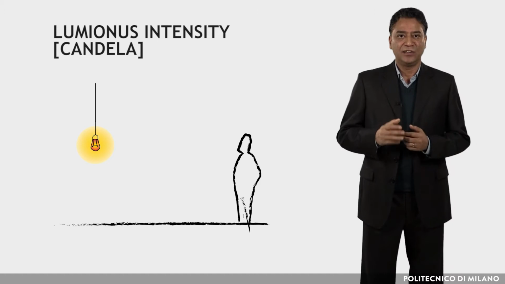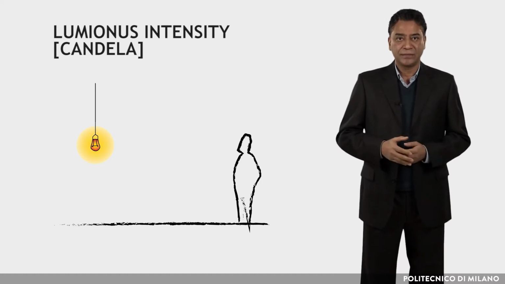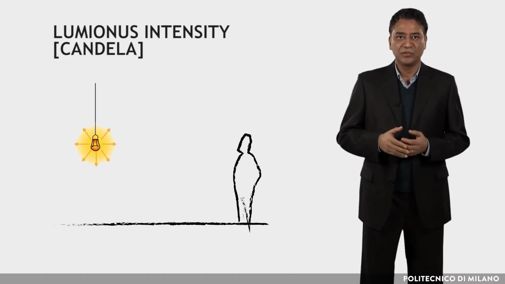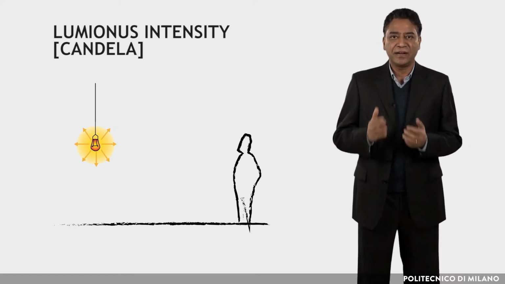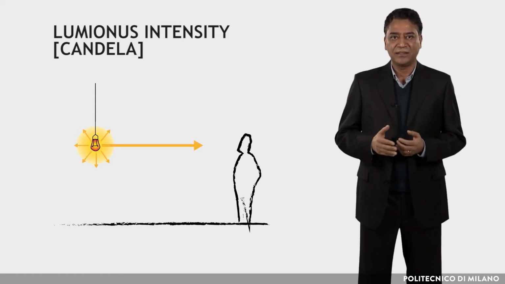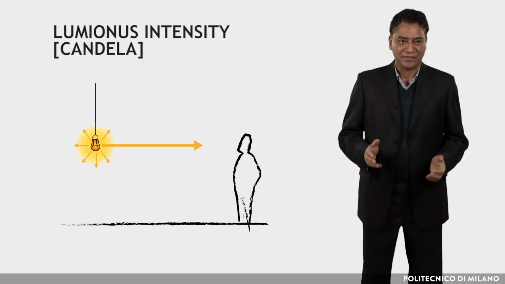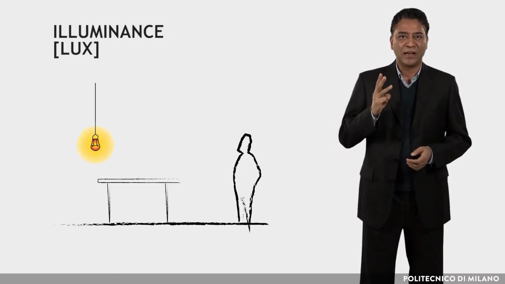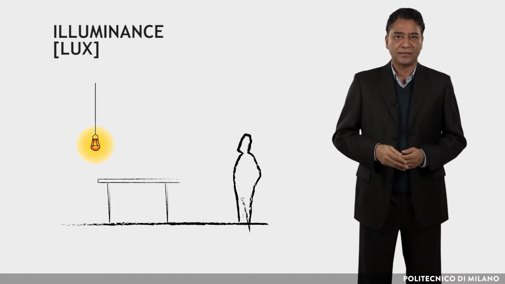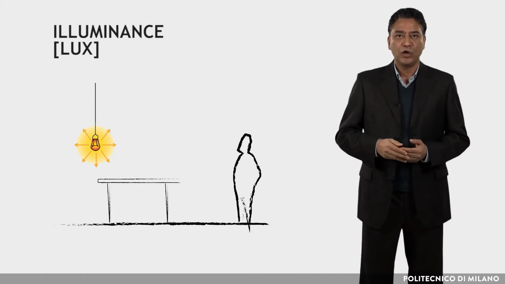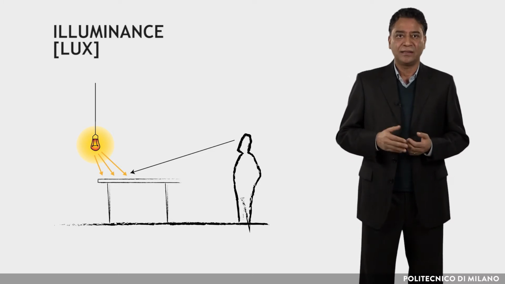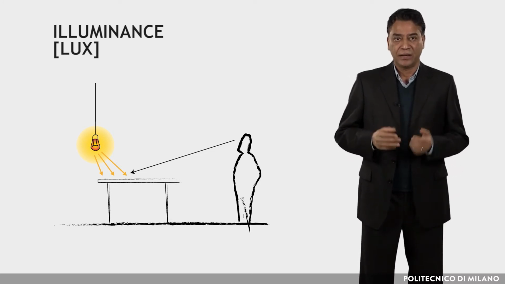The second one is luminous intensity. The unit is candela. A light source emits its luminous flux usually in different directions and at different intensities. The intensity of light radiated in a given direction is defined as luminous intensity. The third one is illuminance. The unit is lux. This is the ratio of the luminous flux received by a surface to the area of the surface itself. It indicates the amount of light that strikes a unit area.